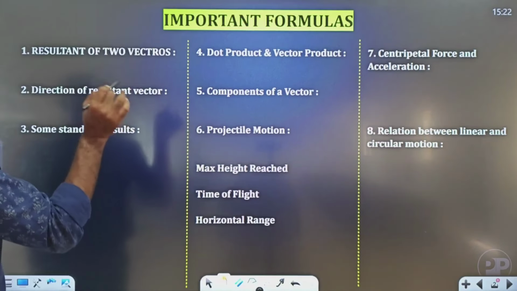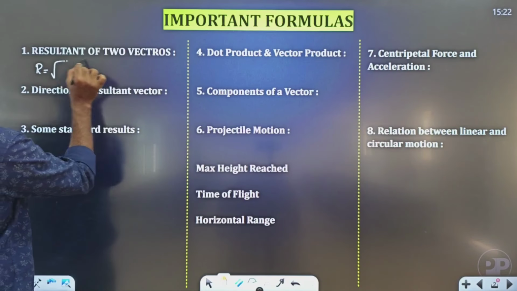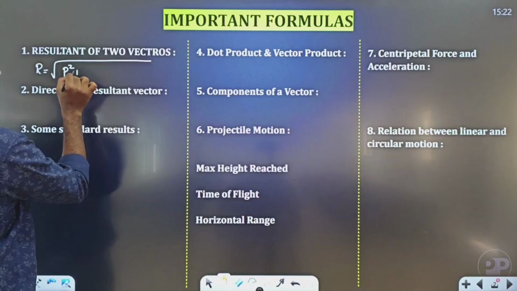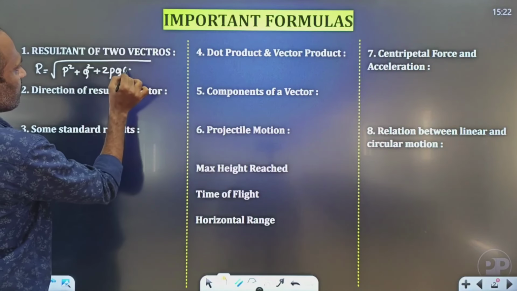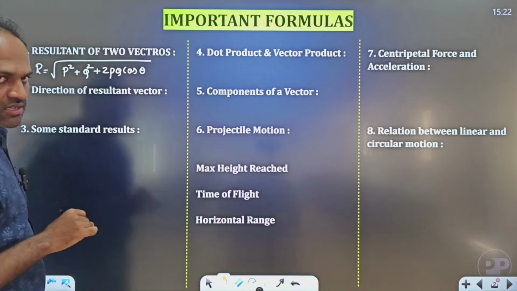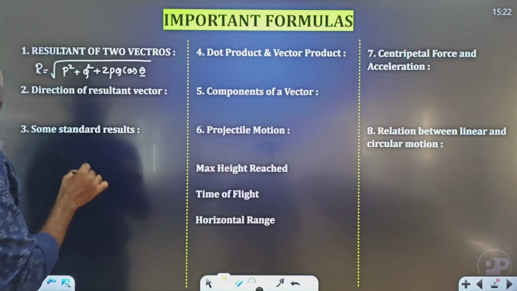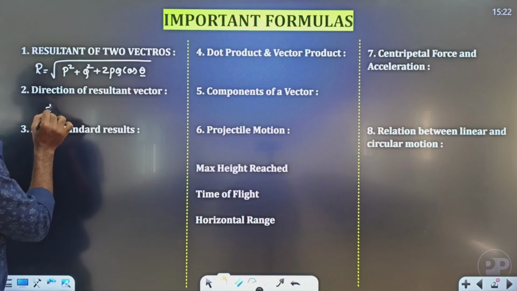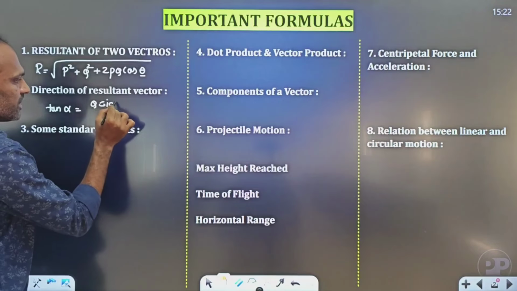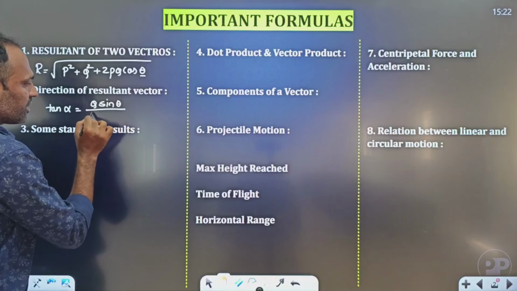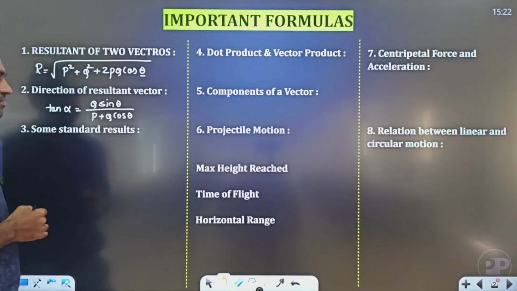See, very first thing is a very important formula, resultant of two vectors, that is R is equal to root of P square plus Q square plus 2PQ cos theta. Right, this is the formula of resultant vectors, where theta is the angle between P and Q. Direction of the resultant vector is given by tan alpha is equal to Q sin theta divided by P plus Q cos theta. Right, this is the formula of direction.